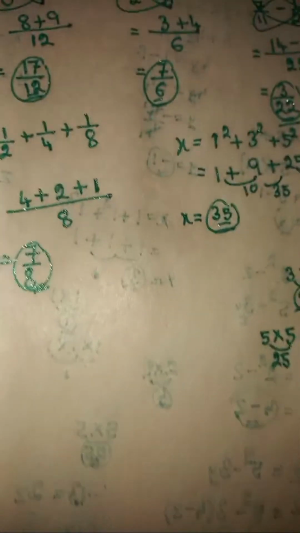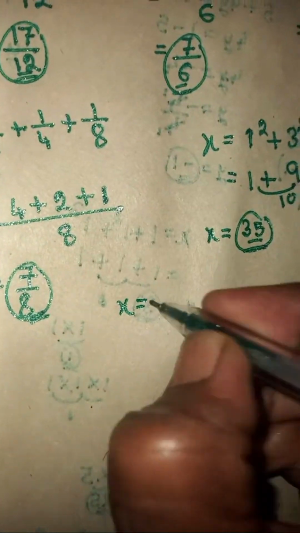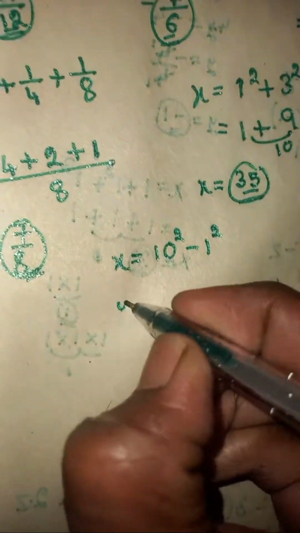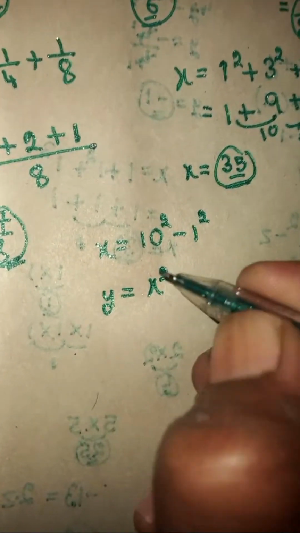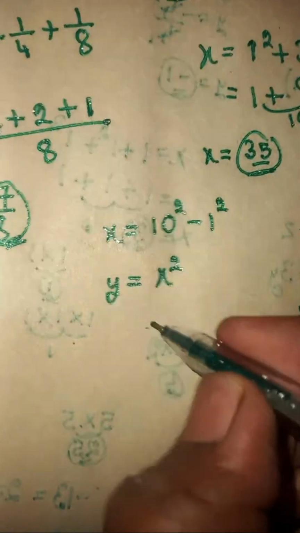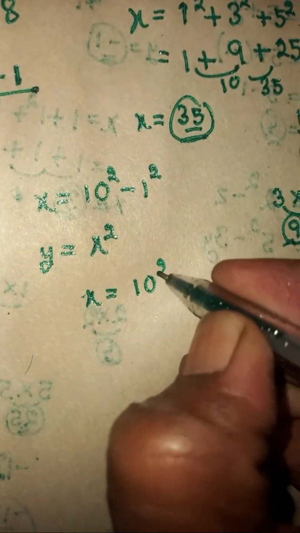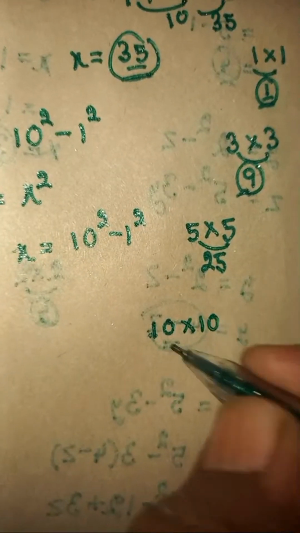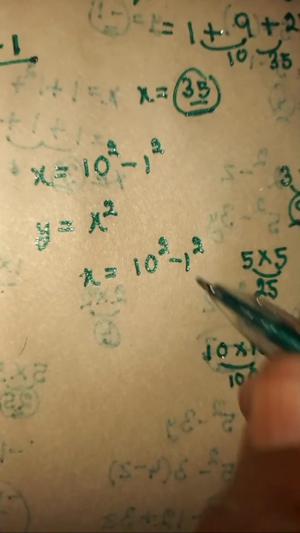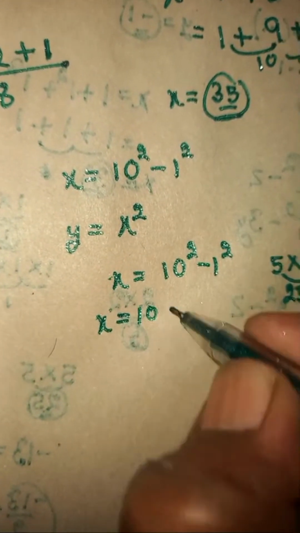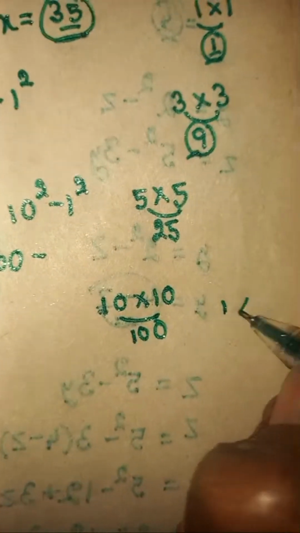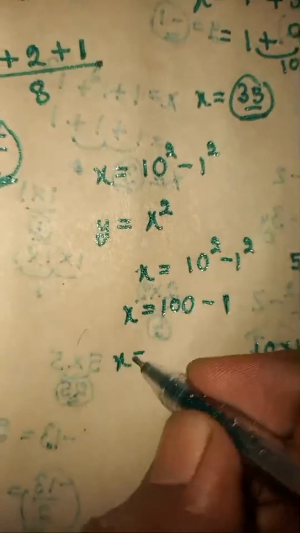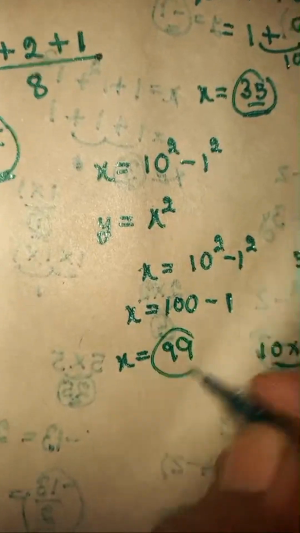Let's find out the value of y by x. X equal to 10 square minus 1 square, and y equal to x square. Let's find out the value of x. X equal to 10 square minus 1 square. 10 square means 10 times of 10, which becomes 100. So this x equal to 100, minus 1 square means 1 times of 1, which is 1. So 100 minus 1. X equal to 100 minus 1 is 99.